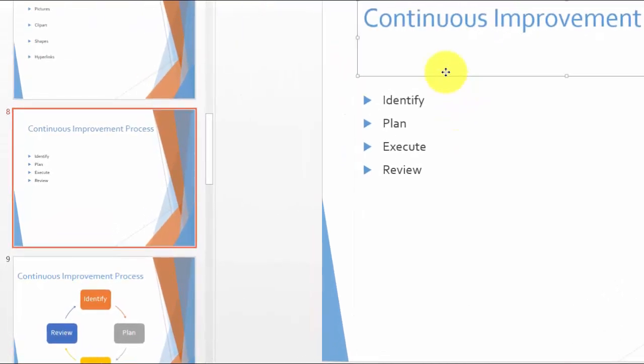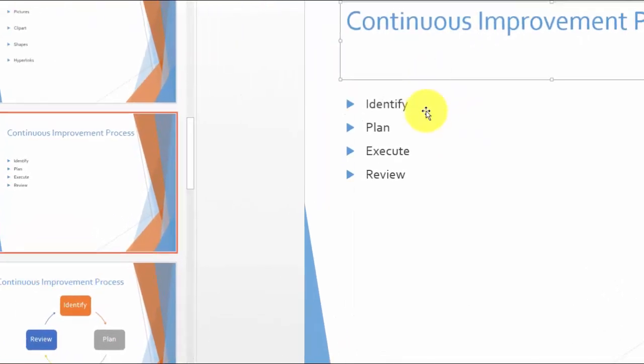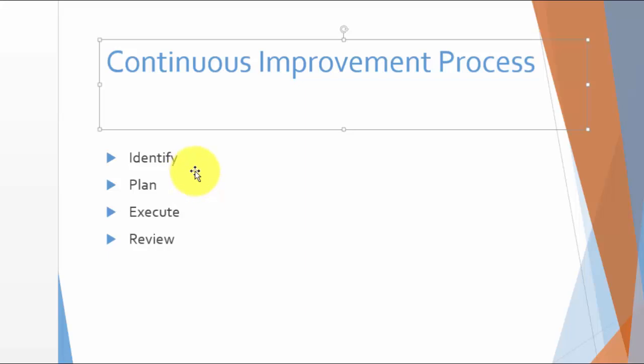Instead of traditionally how we list components, for example, the process for continuous improvement would be to identify the opportunities, to plan for improvement, to execute those changes, and then to review those changes, whether they were effective or not. So traditionally, we used to post those in just a bunch of bullets very similar to this.